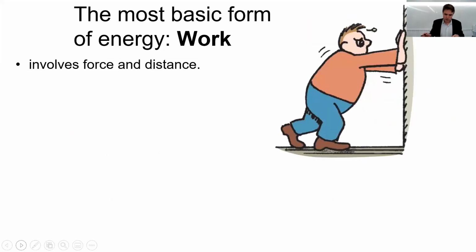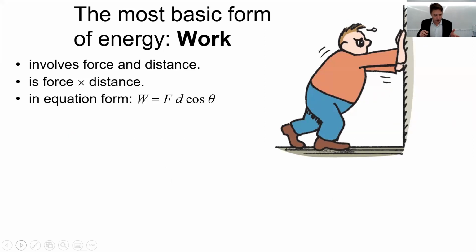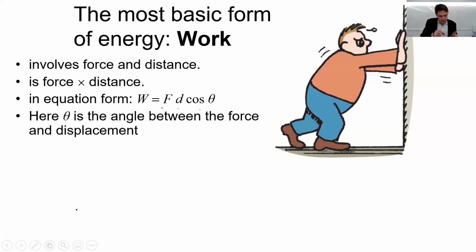Okay, so one of the most basic forms of energy is called work, and it involves force and distance. So basically it's force times distance. In equation form, work is F times D times cos theta. What does that all mean? Theta is the angle between the force and the displacement.